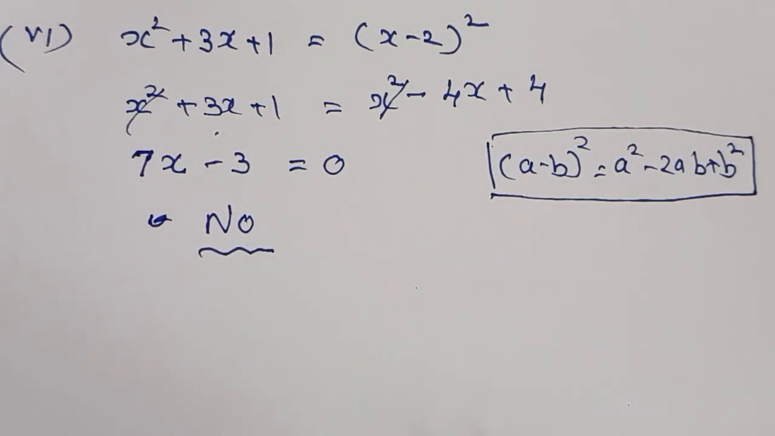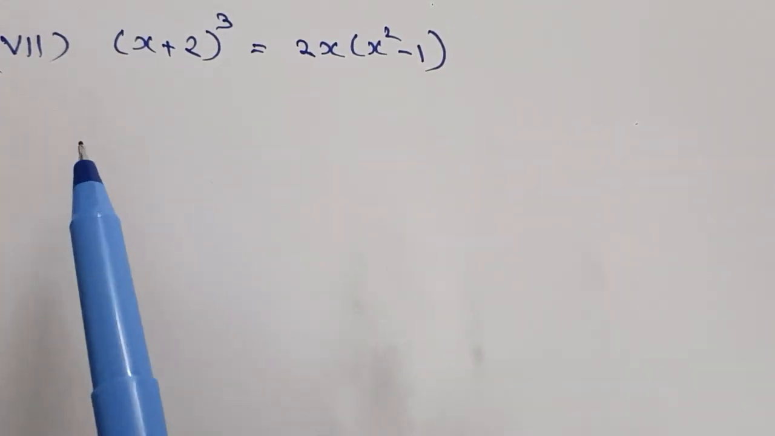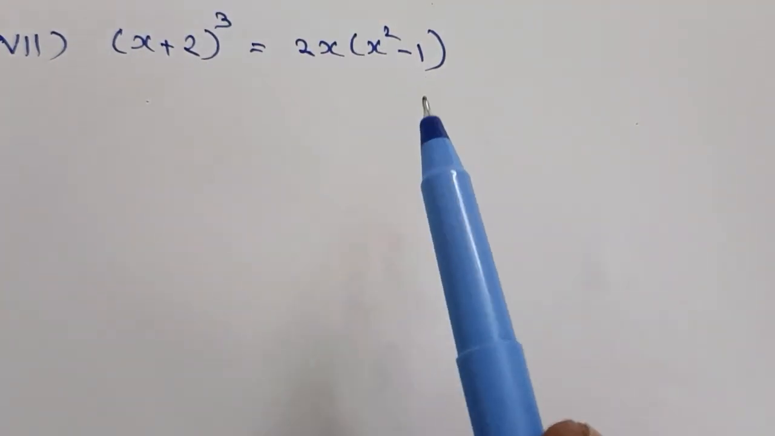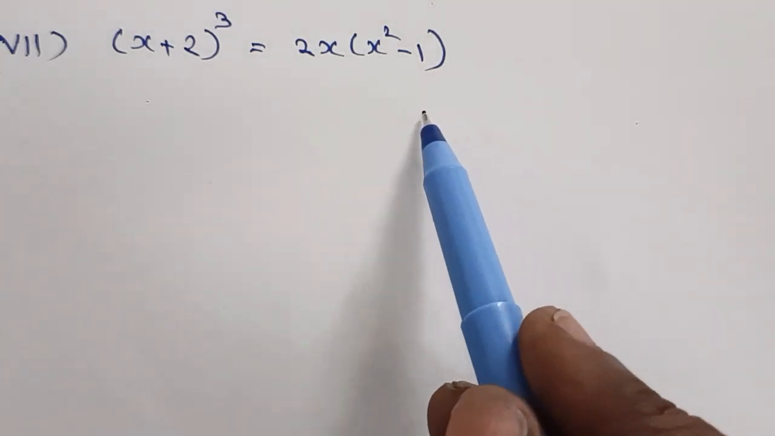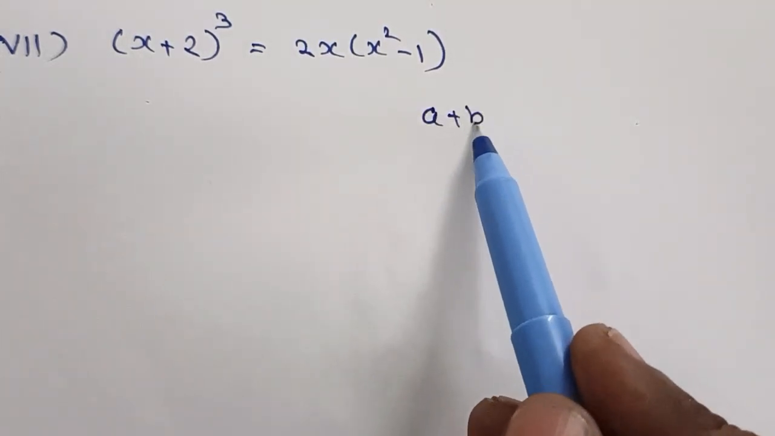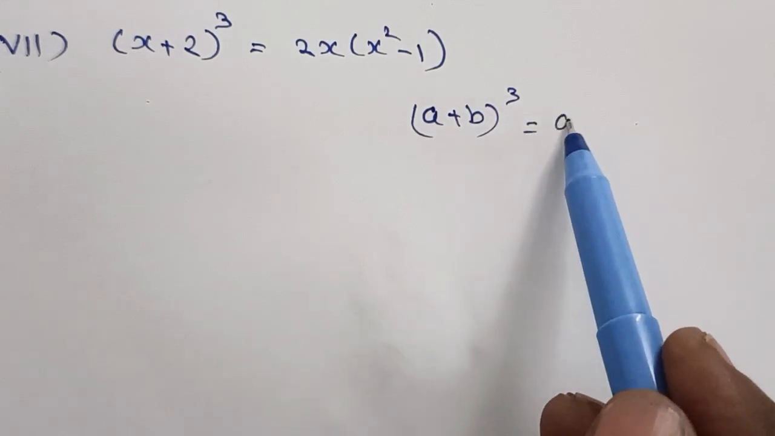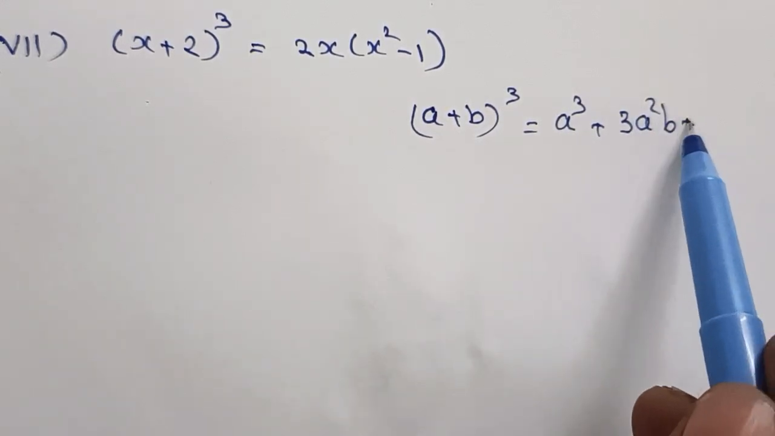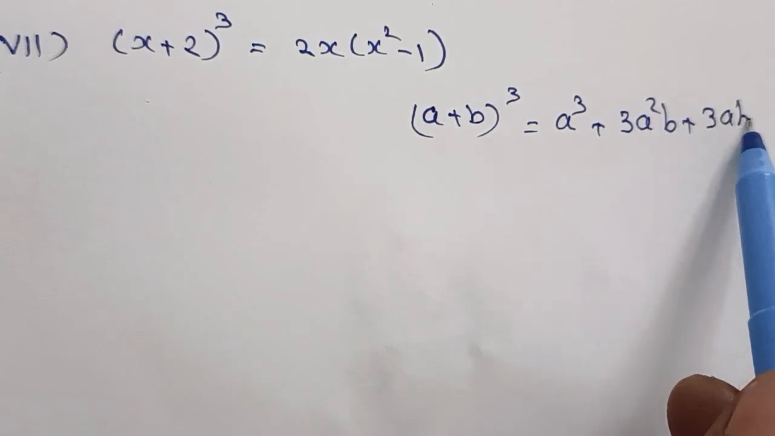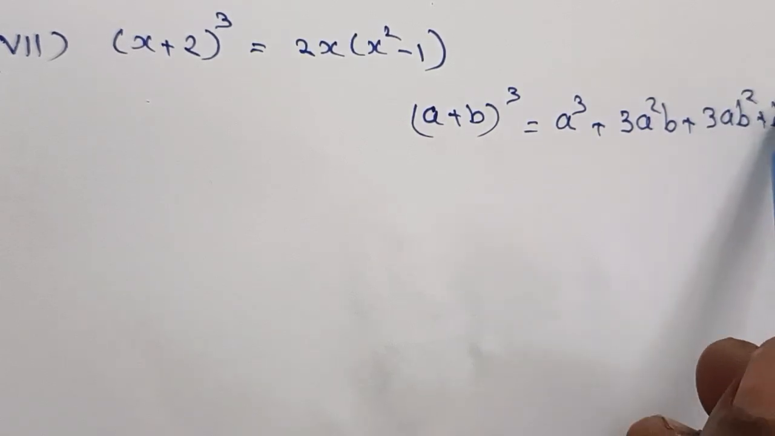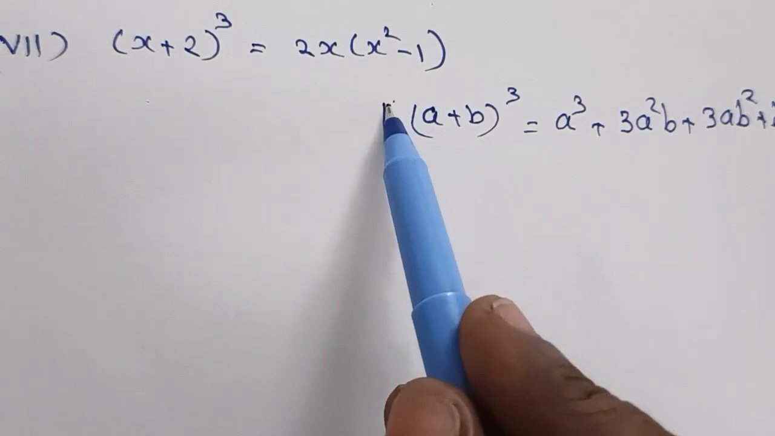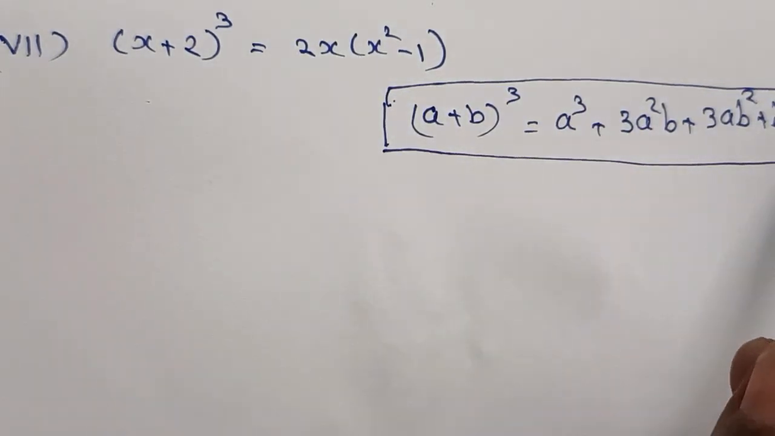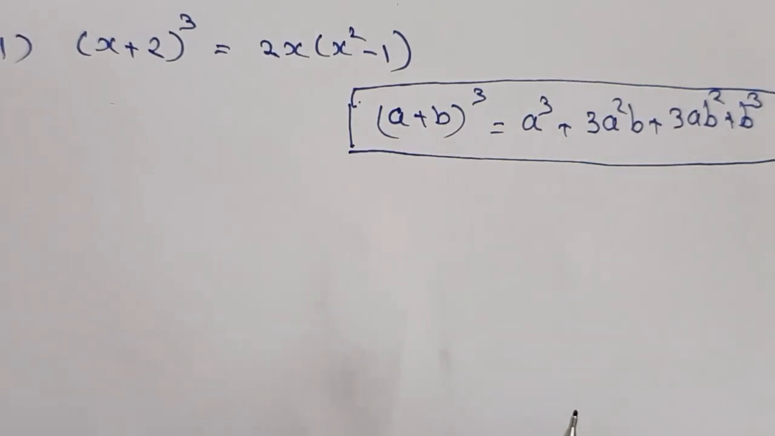Next, seventh question: (x plus 2) the whole cube equal to 2x into (x square minus 1). (x plus 2) the whole cube. Here we have to apply the identity (a plus b) the whole cube equal to a cube plus 3a square b plus 3ab square plus b cube. This is the identity we have to use in LHS.